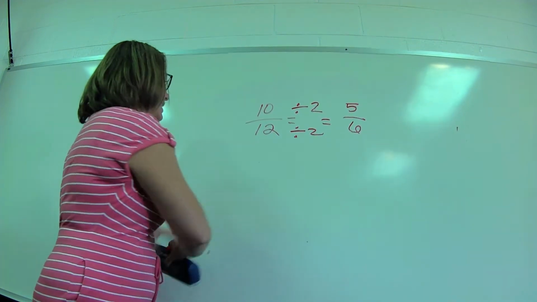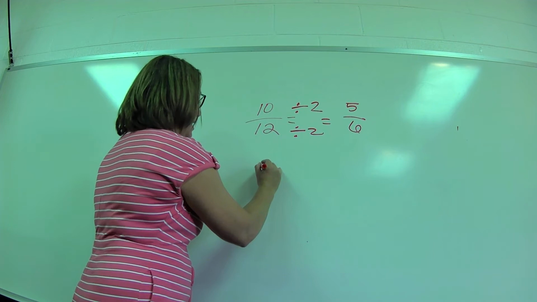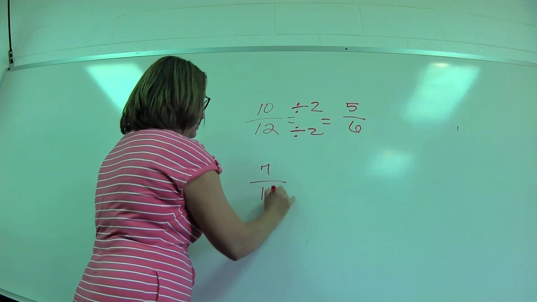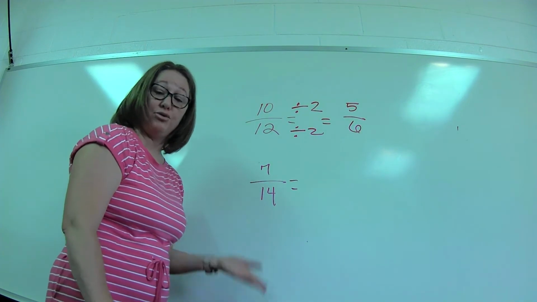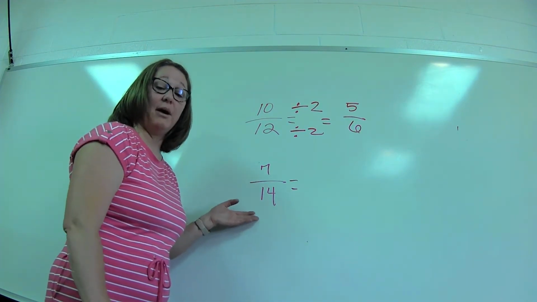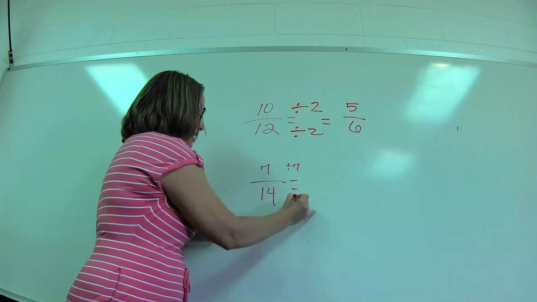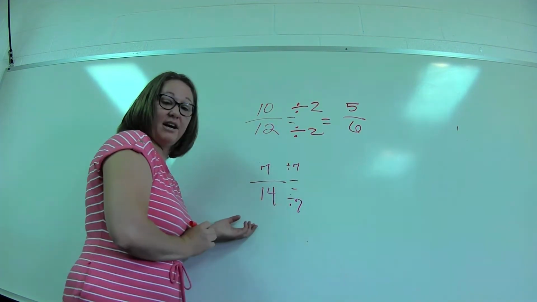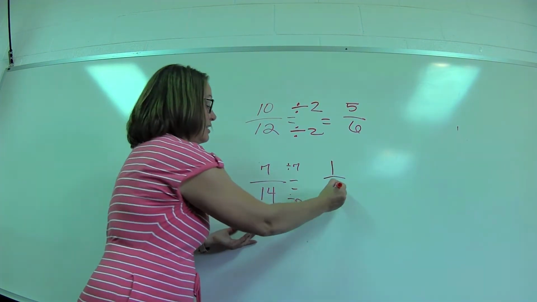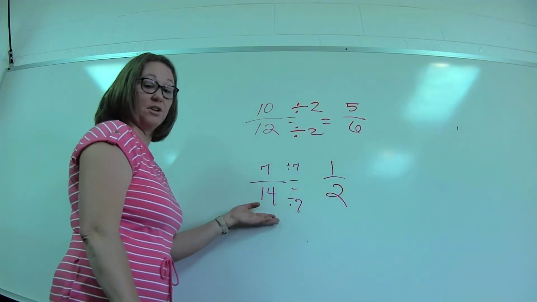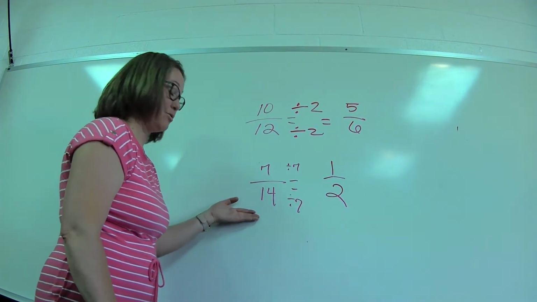All right, what if I wanted to take 7/14? And I want to make equivalent fractions. I want to reduce this fraction. I have a common factor of 7, so I divide by 7. What's 7 divided by 7? 1. 14 divided by 7 is 2. So 7/14 is equal to 1 half. 1 half is equal to 7/14.